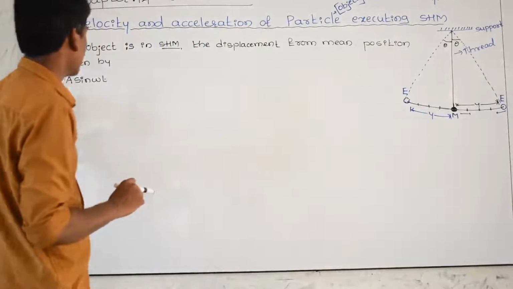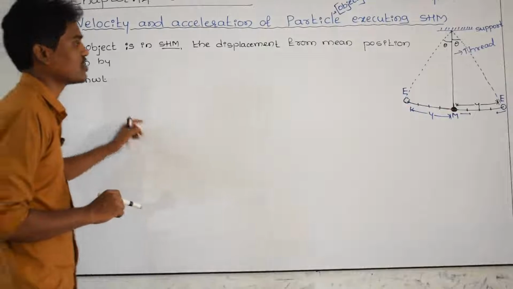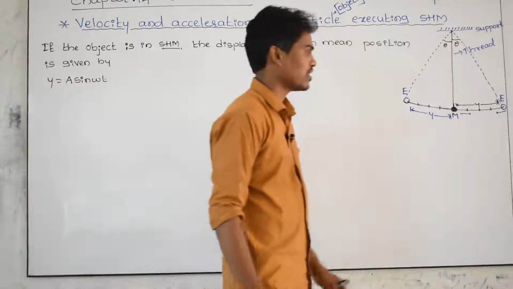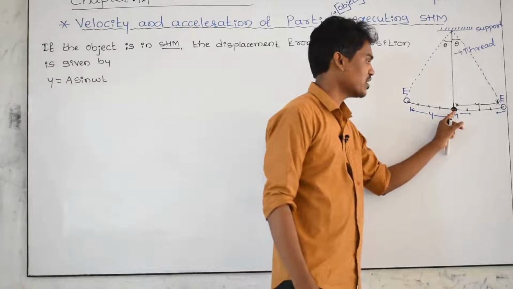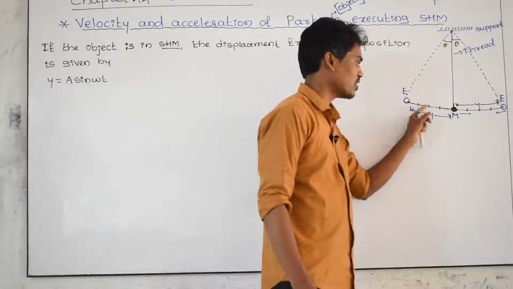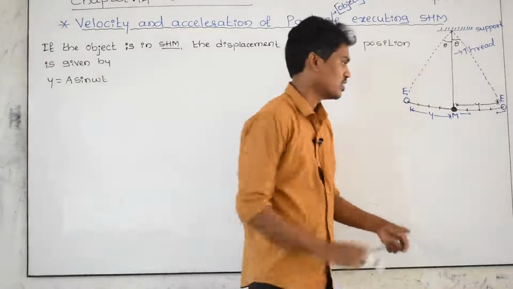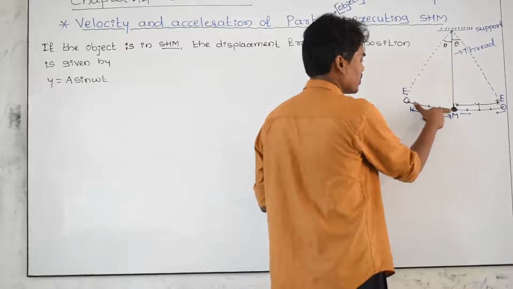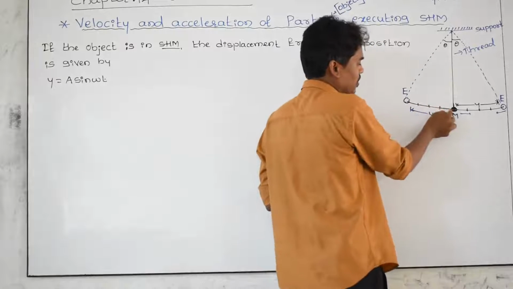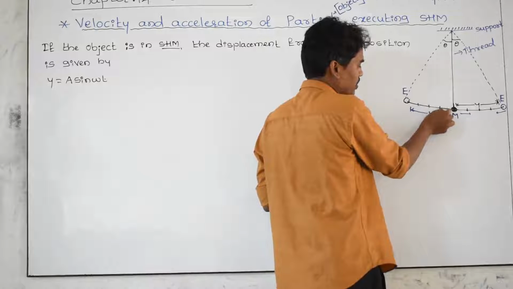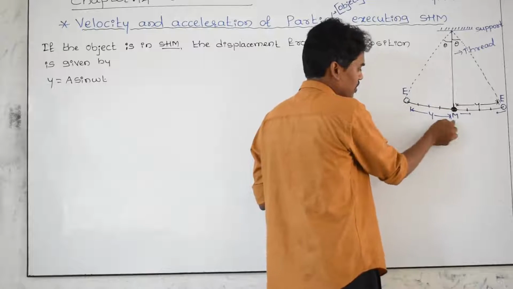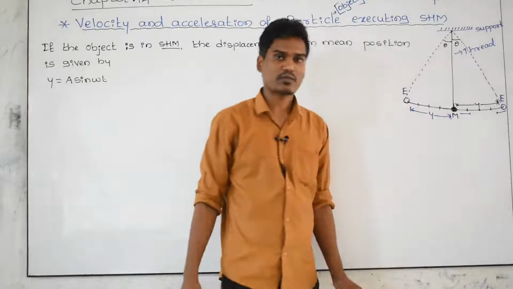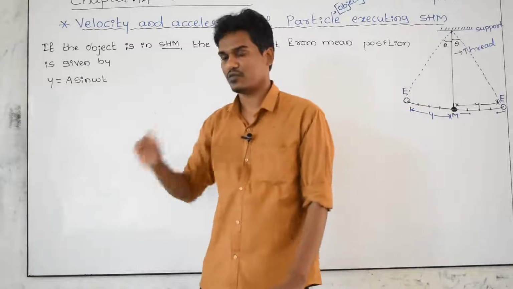Here y is the displacement, a is the amplitude, and this is the function. And what is amplitude? Maximum displacement of the object from mean position is called amplitude. This is also displacement, this is also displacement, but this displacement and this displacement are maximum. That maximum displacement is called an amplitude.